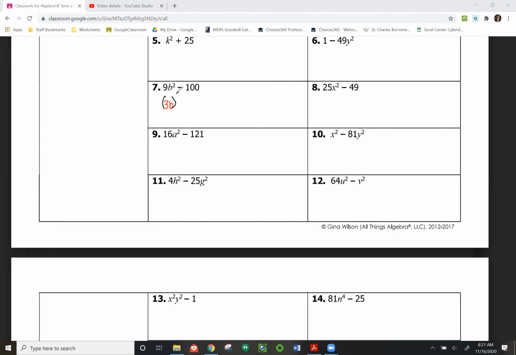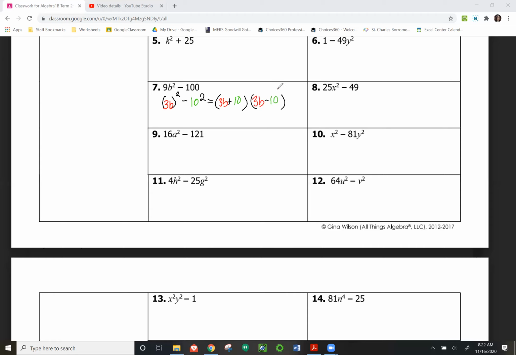3b squared minus, well, what's 100 squared? What's 100 written as a square? 10 squared. Okay, so now we have the difference of squares, which is very obvious. So I'm going to factor, I'm going to draw my two sets of parentheses. I'm going to have a binomial. One of them is going to be a positive and one of them is going to be a minus. Okay, so I have the first term, which is 3b, plus the second term, which is 10, times the quantity of the first term, 3b, minus the second term, which is 10.